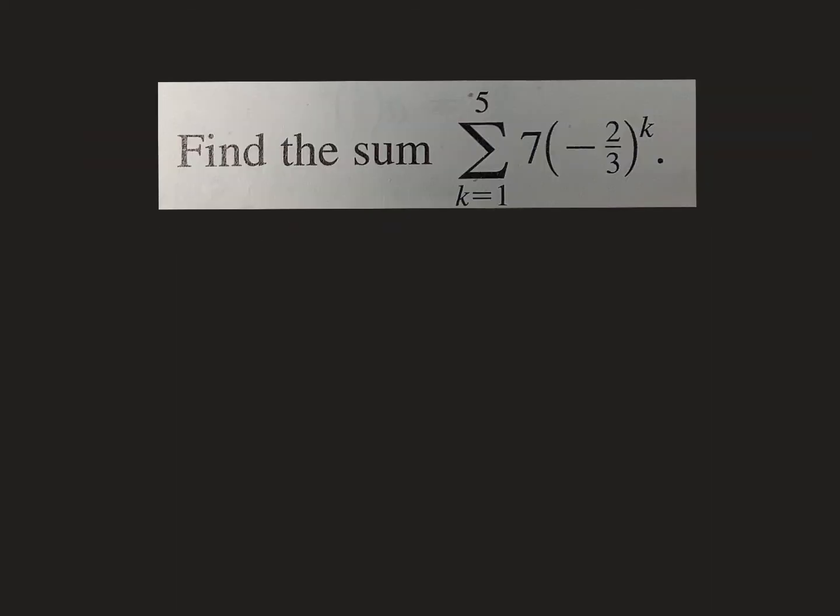All right, find that sum. And this is geometric. Remember, to find the first term, you put 1 in there. So the first term is going to be 7 times negative 2/3, which is negative 14/3. To find the second term, I would put a 2 in there. Now, when you put a 2 in here, that's going to turn this into 4 ninths. Okay, so 7 times 4 ninths is 28 ninths. And so then it's going to keep on going. It's going to be 5 of them.